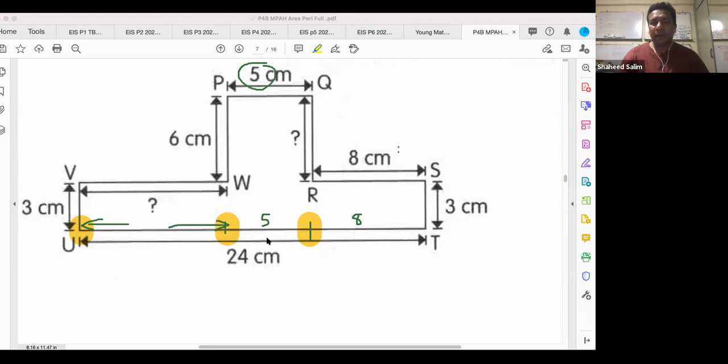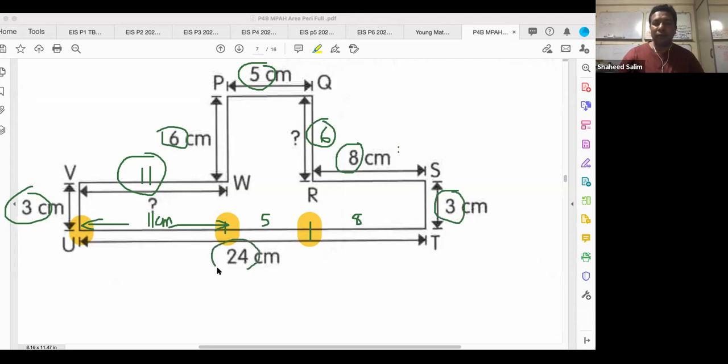24 minus 8 minus 5 equals 11 cm. 11 plus 5, 16. 16 plus 8, 24. So down here is 11. Okay, so we add this one, 6, 5. Down here is also 6. Must add the 6 also. Must add the 8. Must add the 3. And must add the 24. So many things to add.